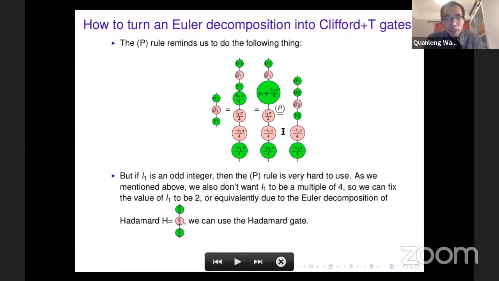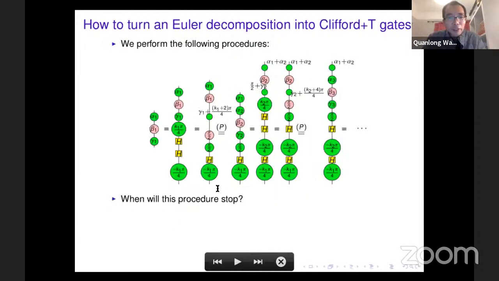But the problem is, as you have seen, the permutation rule is quite complicated. So if the L1 is an odd integer, then the P rule is very hard to use. And we also don't want these red nodes to be trivial, like pi or 0. So we just want to fix these red nodes to be pi by 2. But since we have the Euler decomposition with the Hadamard gate, which has this form, equivalently that means we can use the green phase and the Hadamard gate. So now we want to use these two kinds of nodes to modify this U.